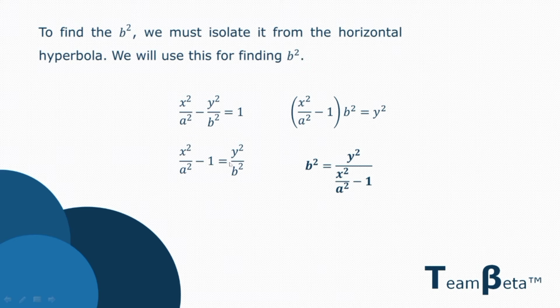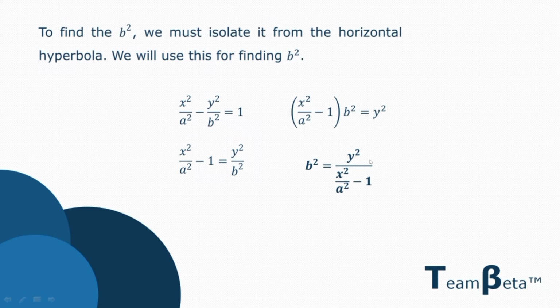Cross multiply: x squared over a squared minus 1 times b squared. You don't have to multiply, just separate it from the original one to equal y squared. Then divide both sides by x squared over a squared minus 1. It will become b squared equals y squared all over x squared over a squared minus 1.